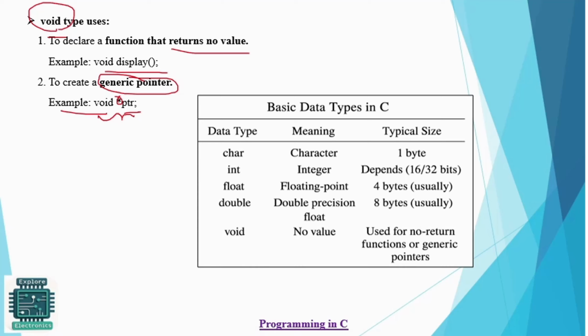Here you can see the basic data types in C. I have included one chart here. It is easy. I will pause for 1 second. You can take a screenshot of this because it will be helpful for you to remember during your exams. Okay, the chart has character, int, integer. Here the meaning is given, which means the full form. Here is the data type, which means how you will write it in a program. The typical size is 1 byte, then 16 and 32 bits, 4 bytes, 8 bytes, and no return for functions or generic pointers. So take a screenshot and keep it as a reference for your memorization.